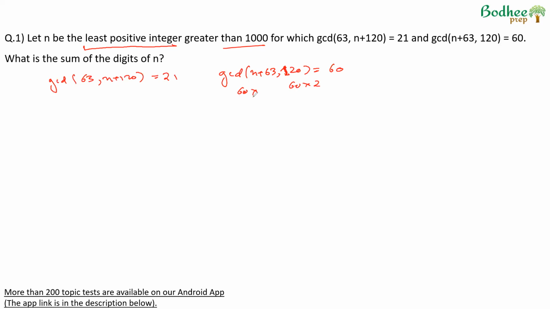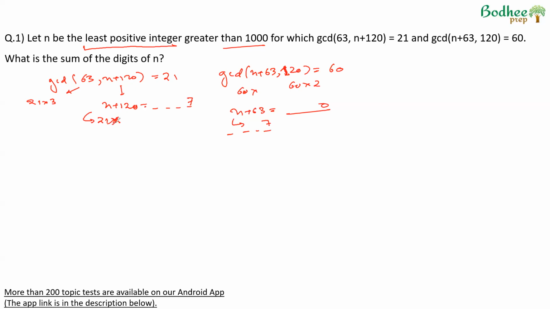Now, since a multiple of 60 will end in 0, n plus 63 has to end in 0, which means the value of n has to end in 7. It is a number greater than 1000, so ideally a 4-digit number ending in 7. If we put that here, we can say that the last digit of n plus 120 will be 7 because n ends in 7. And also this has to be a multiple of 21. 63 is 21 into 3. So n plus 120 has to be 21 into something which is not a multiple of 3.